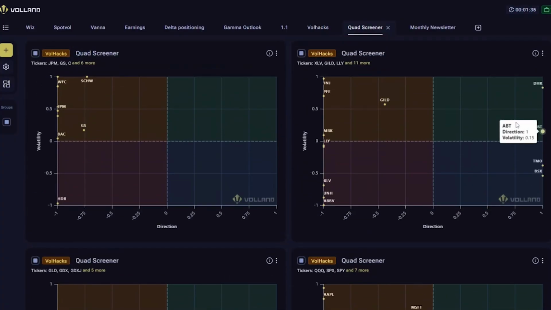As another example, over here, I am looking at my pharmaceutical quad screener. Notice that all of the medical device products are on the bullish side, but all of the actual pharmaceutical companies are on the bearish side. This is also very good for helping you with your dispersion trades in the pharmaceutical space.